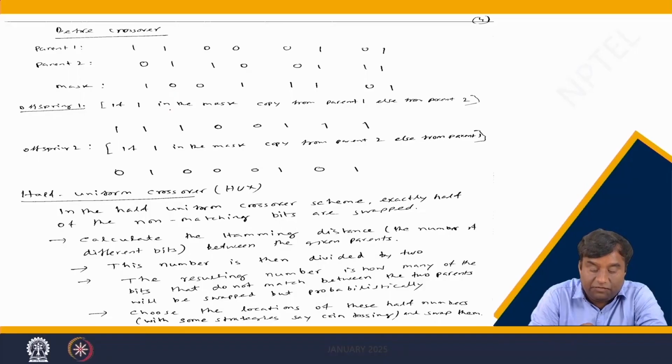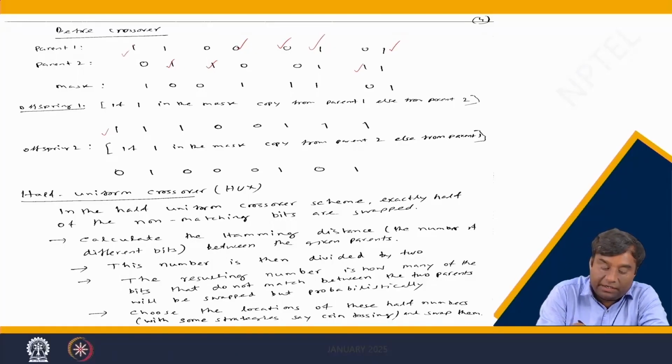So the rule is that if there is a 1 in the marks, copy from parent 1, else from parent 2. So this is 1, so that is from parent 1. This 0, so that is from parent 2. 0, parent 2; 1, parent 1; 1, parent 1; 1, parent 1; 0, parent 2; 1, parent 1. So here we will get 1 1 1 0 0 1 1 1.